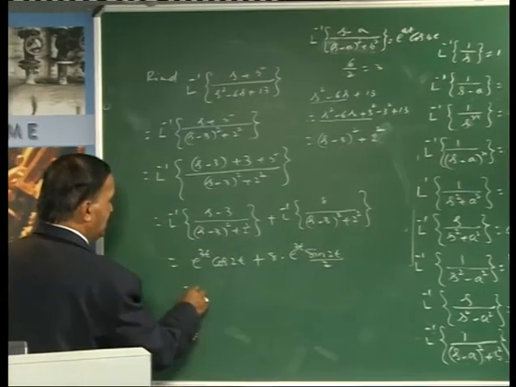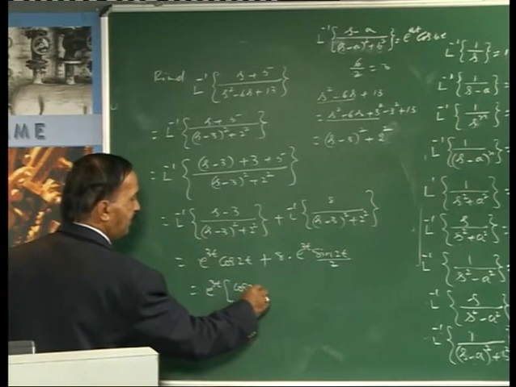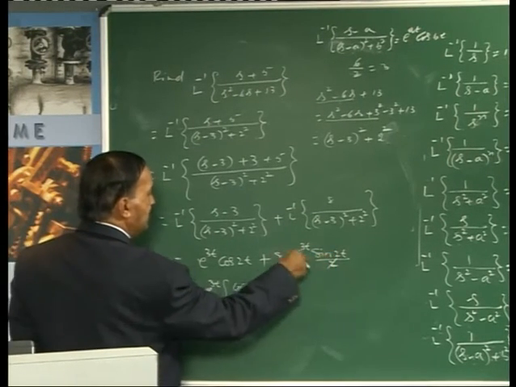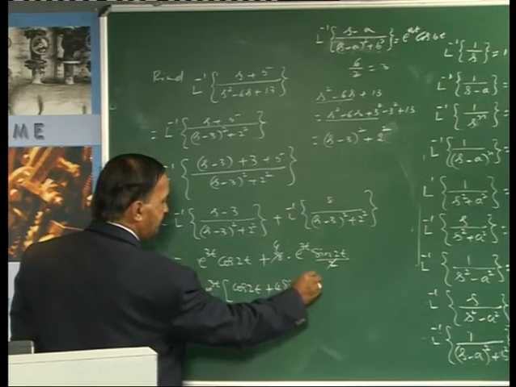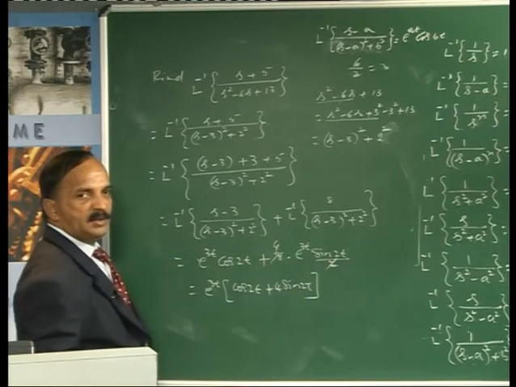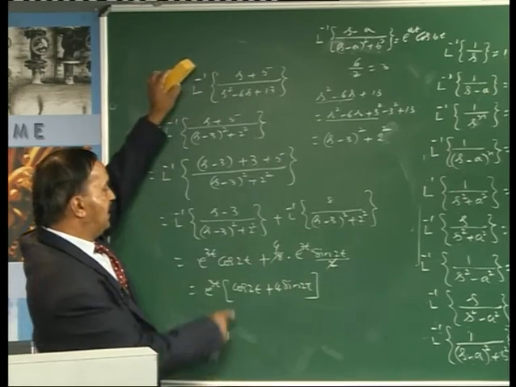Or you can write here, this is equal to e to the power of 3t into cos 2t plus 2 to cancel here, that becomes 4 sin 2t. So e to the power of 3t into (cos 2t plus 4 sin 2t). This is the answer.